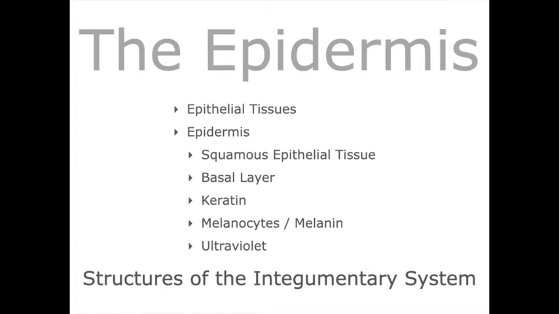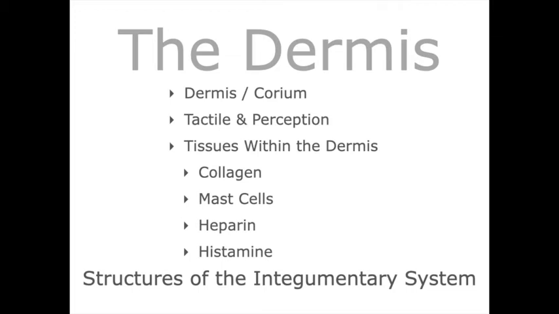Ultraviolet refers to light that is beyond the visible spectrum at the violet end. Some UV rays help the skin produce vitamin D, but others can cause damage. The dermis, also known as the corium, is the thick layer of living tissue directly below the epidermis. It contains connective tissue, blood, and lymph vessels, nerve fibers, plus hair follicles and sebaceous and sweat glands.